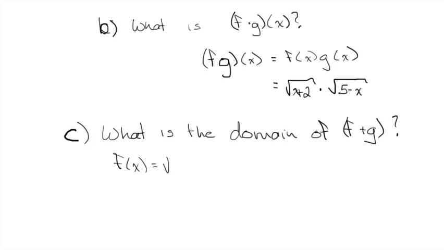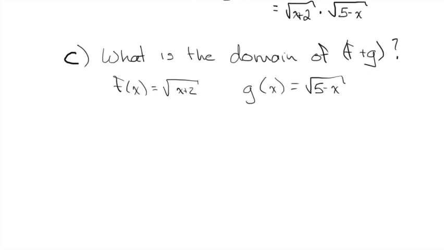So remember, f was root x plus 2, and g was root 5 minus x. Our definition said that it's going to be all values that are in the domain of both. So what we're going to have to do first is determine the domain of each one of these. So the domain of f.